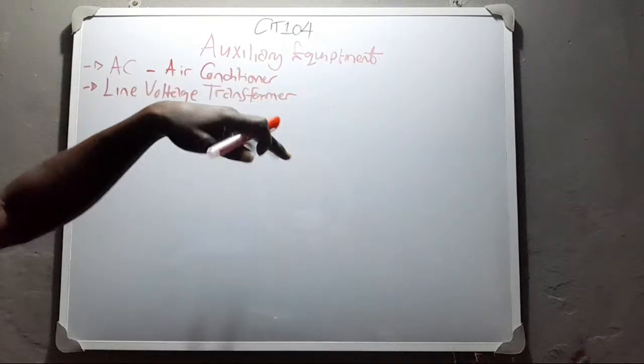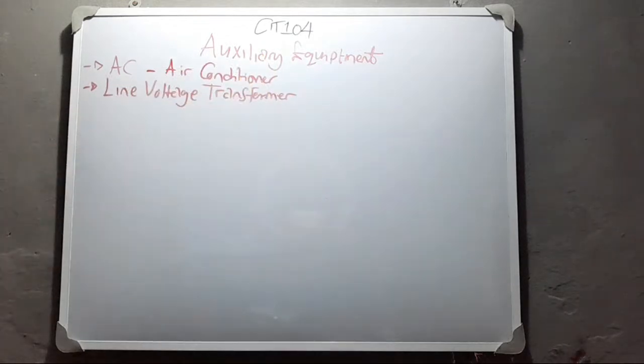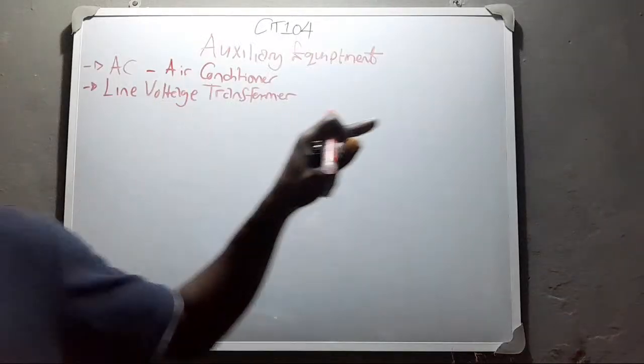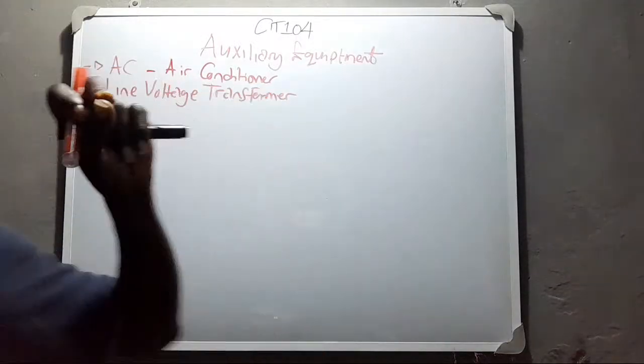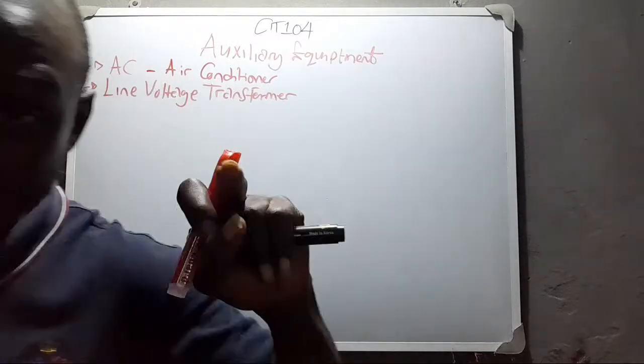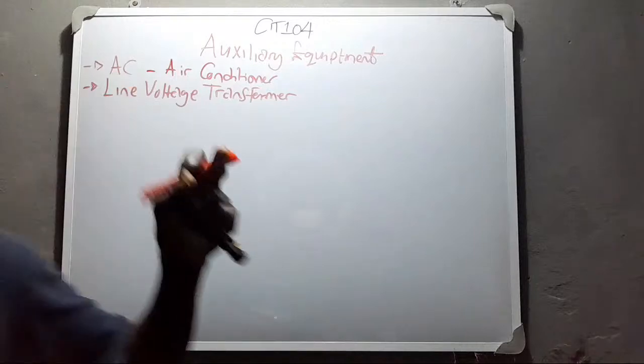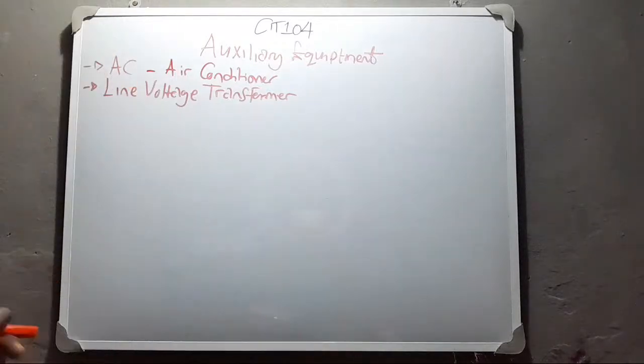Now, AC, we all know what air conditioner is. Now, line voltage transformer is said to be a device that either steps down or steps up electricity current. It's either steps up or steps down electrical voltage or electricity current. So that is for line voltage transformer. It helps to regulate voltage. And we have the UPS.